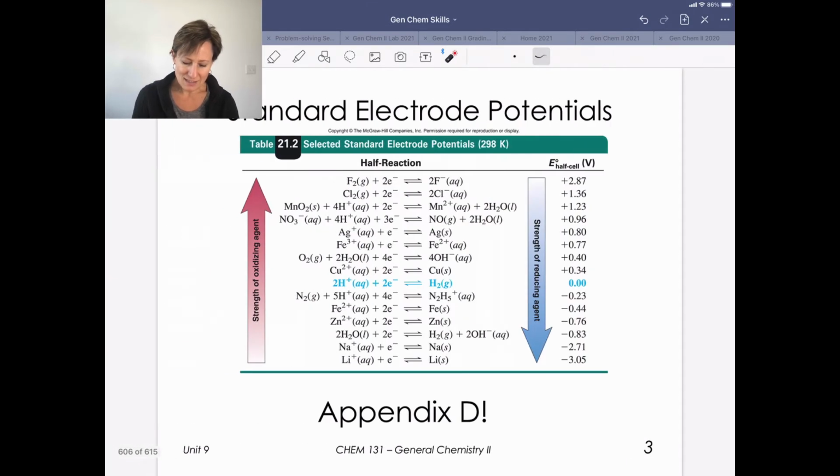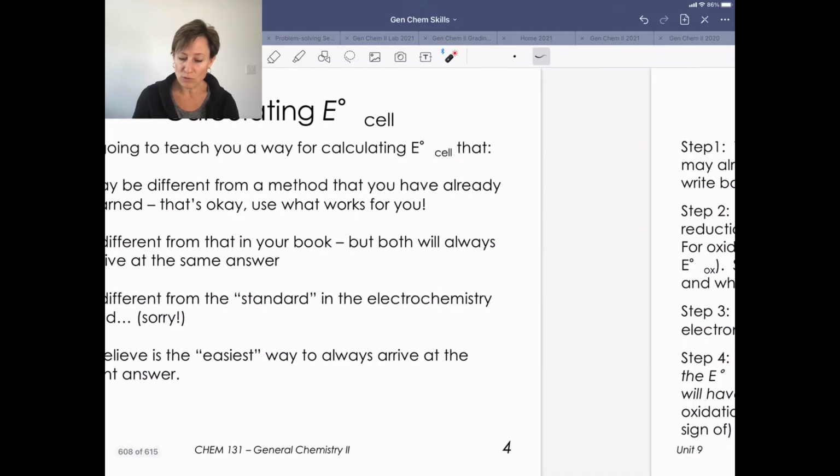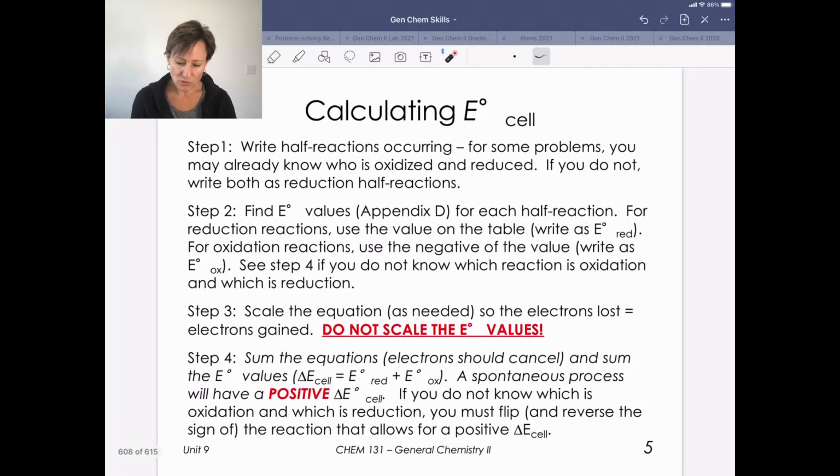Remember, Appendix D has everything written as half reactions that are reductions. So we're going to write both of them, unless you know otherwise, as reduction reactions, and write the values that we get from Appendix D.